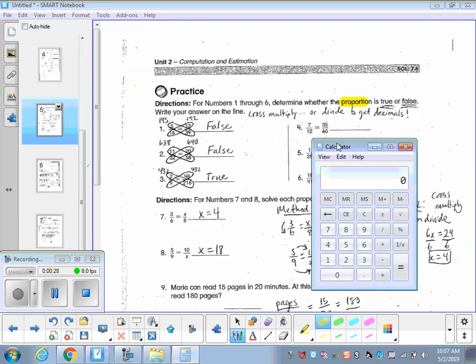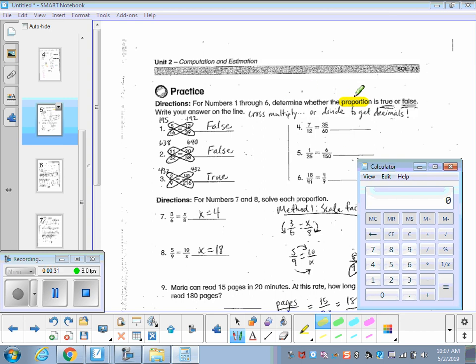And I'm going to remind you guys for this top section, when it asks you to determine whether or not the proportion is true or false, all you have to do is either cross multiply or you can divide to get decimals. So here's what I mean. For number 1, you have 5/16, and we want to know if it equals 12 out of 39. If it does equal it, the proportion is true. If it doesn't, the proportion is false.